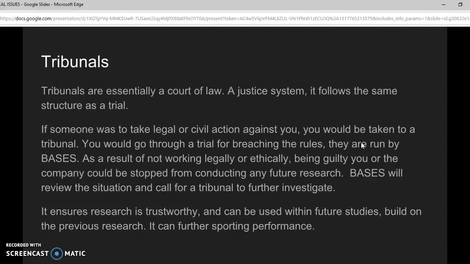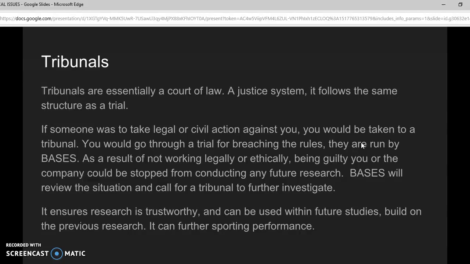Tribunals. They are essentially a court of law, a justice system, and it follows the same structure as a trial. If someone was to take legal or civil action against you, you would be taken to a tribunal. You would go through a trial for breaching the rules. They are run by BASES as a result of not working legally or ethically, therefore being guilty. You or the company could be stopped from conducting any future research.